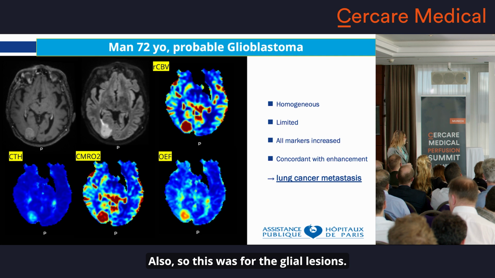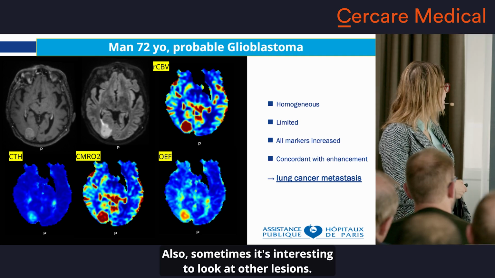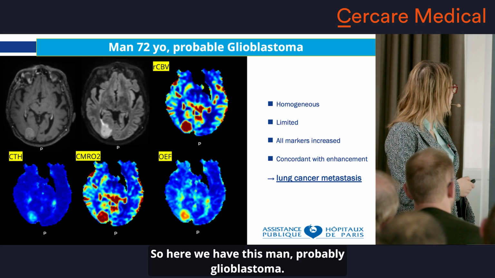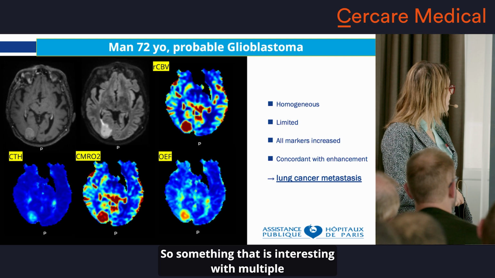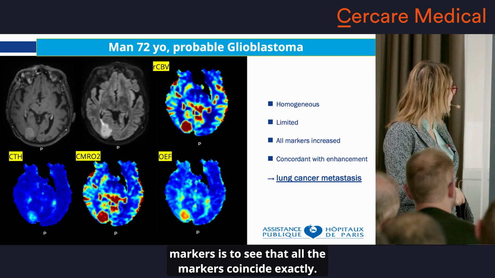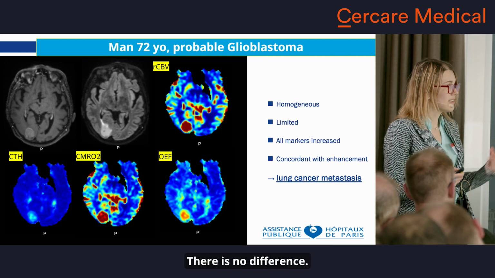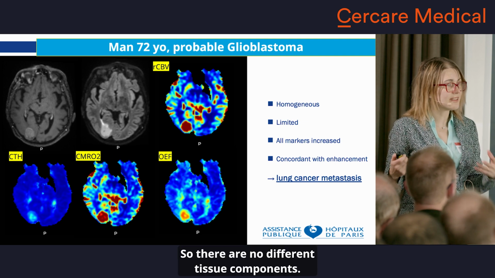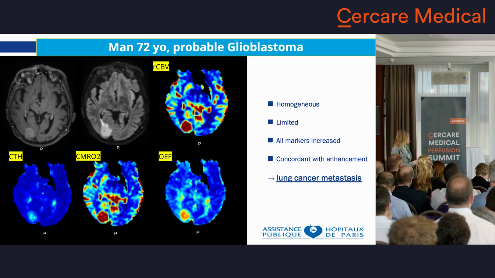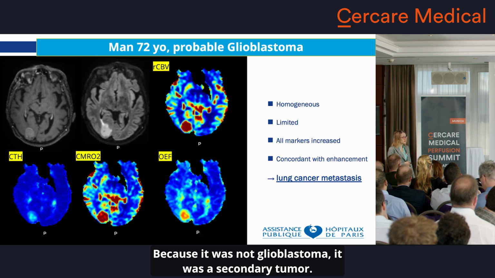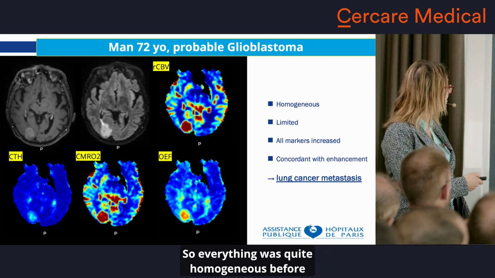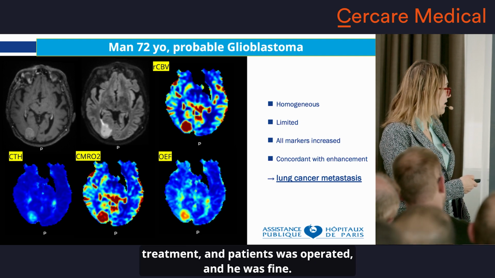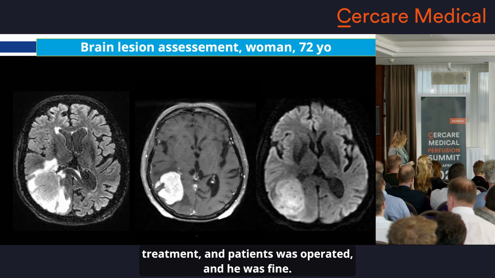Also, this was for the glial lesions. Sometimes it's interesting to look at other lesions. Here we have this man, probable glioblastoma. Something interesting with multiple markers is to see that all the markers coincide exactly. There is no difference, so there are no different tissue components. Why? Because it was not glioblastoma, it was a secondary tumor, so everything was quite homogeneous before treatment, and the patient was operated and he was fine.